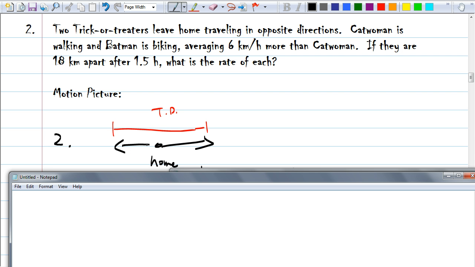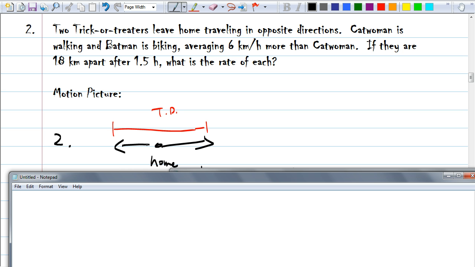And so this is good, right? To know what sort of pictures we need, right? Here's the motion picture. What are the unknowns for this? Yes, Carolyn? The speed Catwoman is going. Yeah, the speed that Catwoman is going, but at the end it says what is the speed rate of each, and we need the speed of Catwoman and the speed of the Batman.